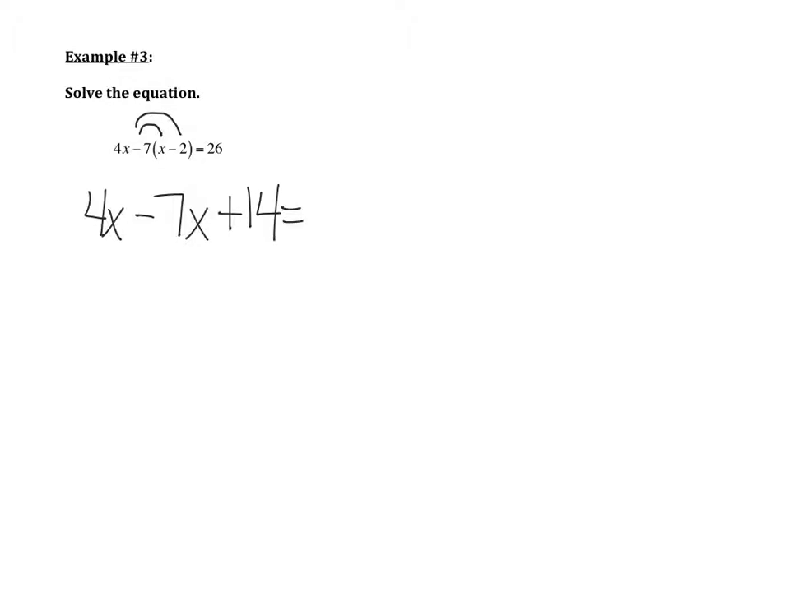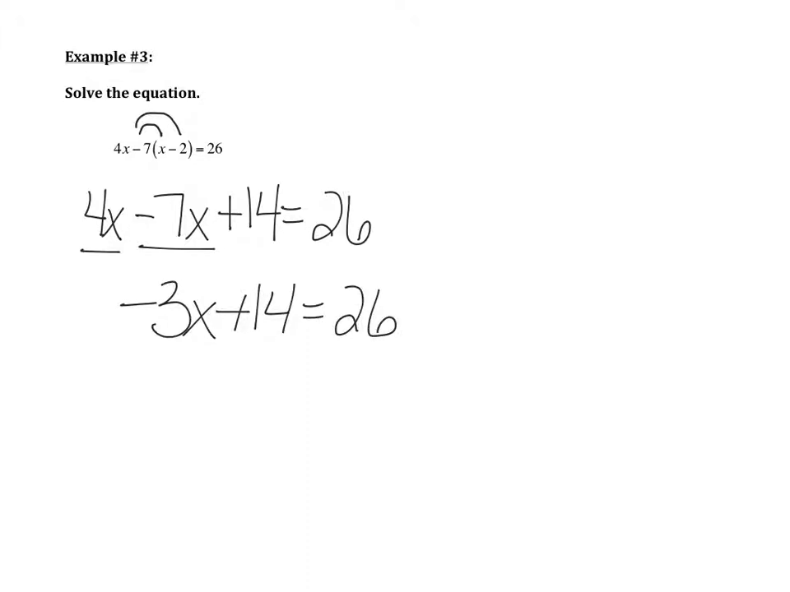I would say one of the most common mistakes for kids to make is to not distribute to that second number in the parenthesis. And so in this case, they would leave it as 4x minus 7x and then just keep it as minus 2. So remember to always distribute to the entire parenthesis. Like the last two problems, the next thing we're going to do is combine like terms. 4x and negative 7x would be negative 3x. The 14 and the 26 will stay as they are.